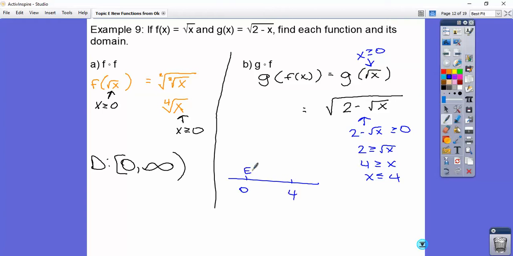So the first one is saying all of these work. The second one is saying all of these work. You can only take the overlap. So my domain is everything between 0 and 4. So if I ask for the domain of a composition, you look at the first thing you plugged in and your final answer. Find those 2 domains, just like we've done on all of our other domain problems, and then put them together. Find the overlap. Find the numbers that make both true. Are there any questions on that one?